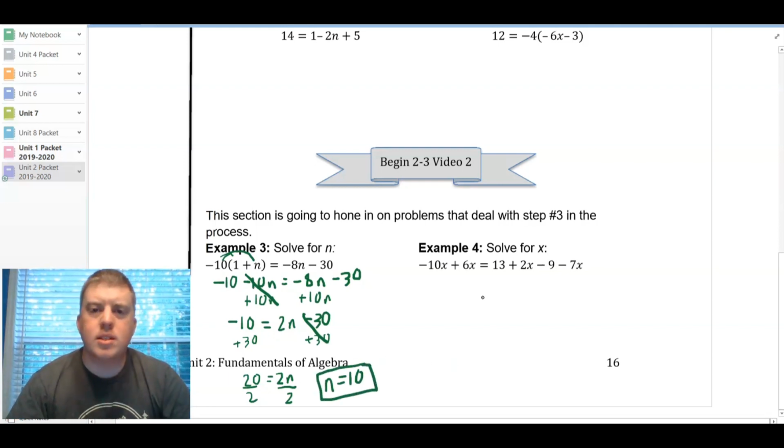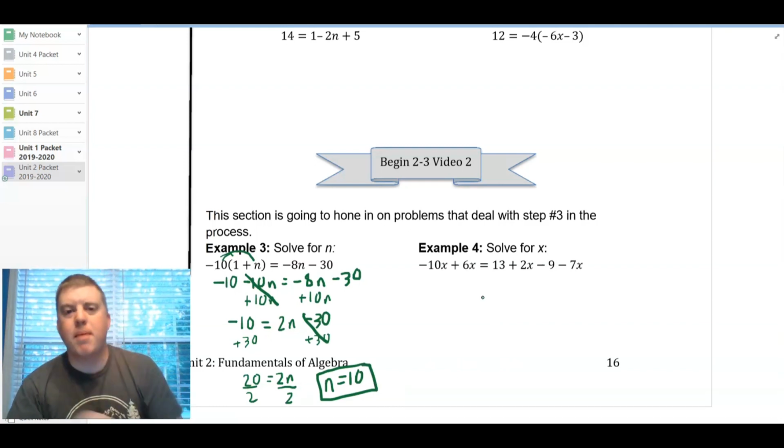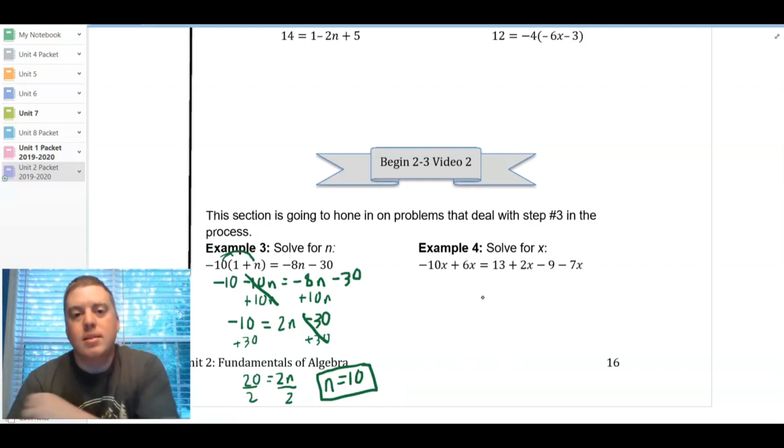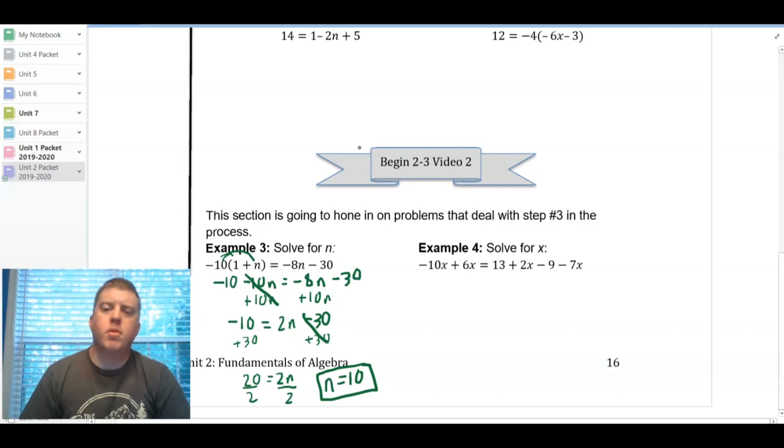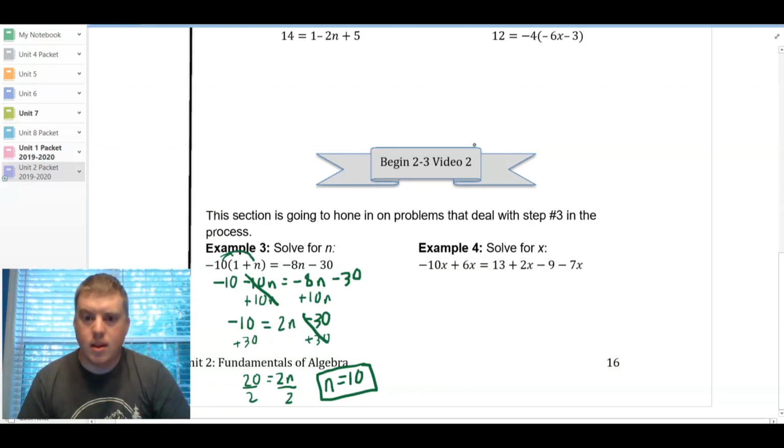Remember, you can always check your answers on these problems by taking that number that you get and plugging it back in for the variable. And if both sides of the equation end up being the same, then you know you have the right answer. So that's the great thing about these problems, is that you can always make sure you have the right answer before you turn it in to get it graded for a grade. Alright, so let's look at one more example of this.